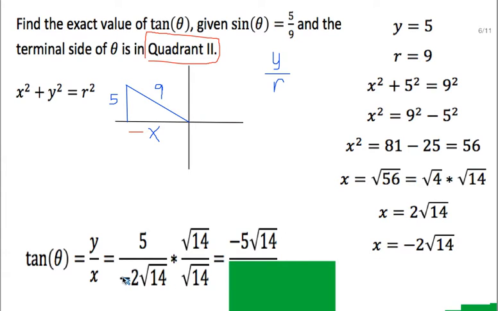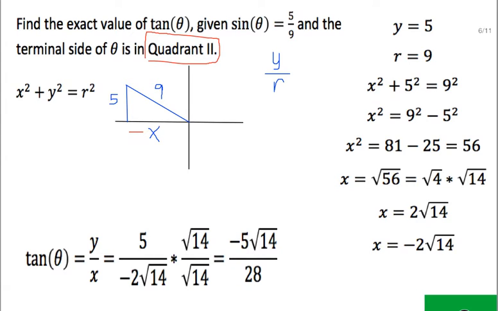Notice how the negative sign started down here and then it moved up here. It really doesn't matter where you put the negative sign, as long as it's somewhere. All right, and then square root of 14 times the square root of 14 is just 14, and 2 times 14 is 28. Okay, so this would be my answer for my tangent theta.